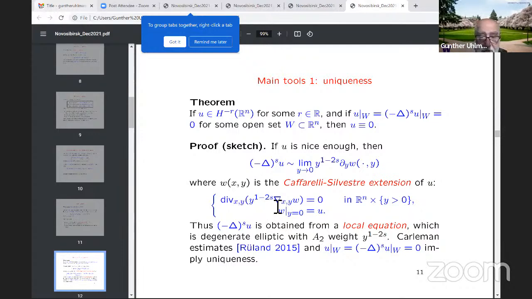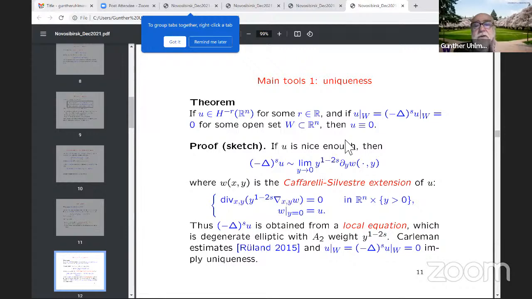But this, depending on the s, can be degenerate. If s is 1/2, it's fine, it's the standard Laplacian. But for different s, this is a degenerate elliptic operator. It's called an A2 weight. And Carleman estimates have been proven for this case.